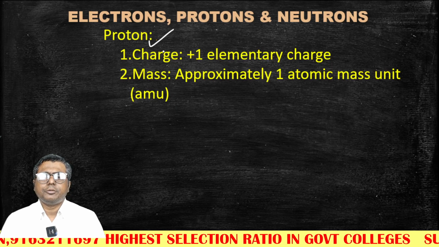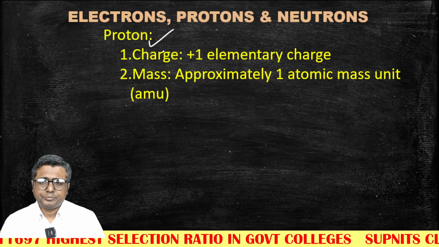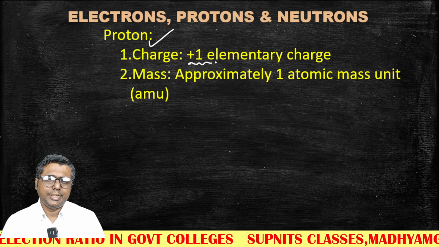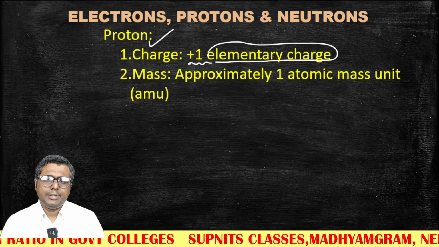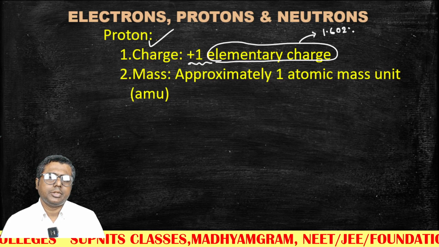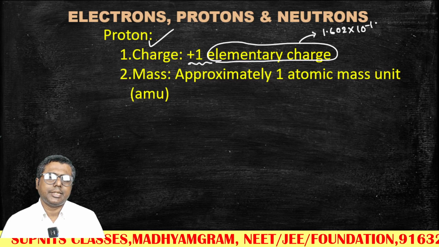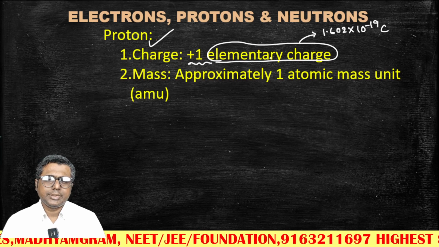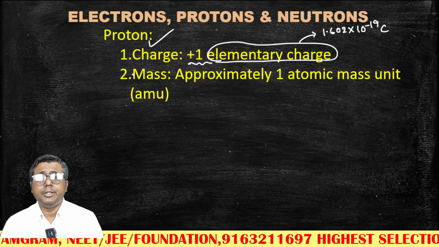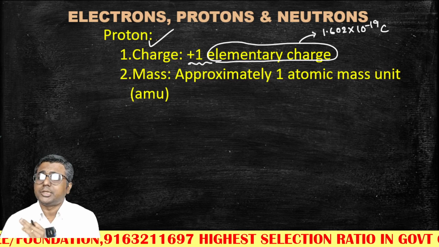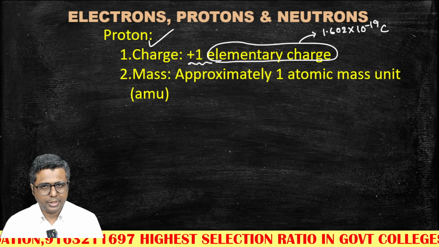In case of proton, what is the charge of proton? Charge of proton is +1 elementary charge. What does elementary charge mean? Elementary charge means 1.602 into 10 to the power minus 19 coulomb. This is elementary charge. So, this amount of charge is present in proton. Proton is a positively charged particle, that we have to remember.